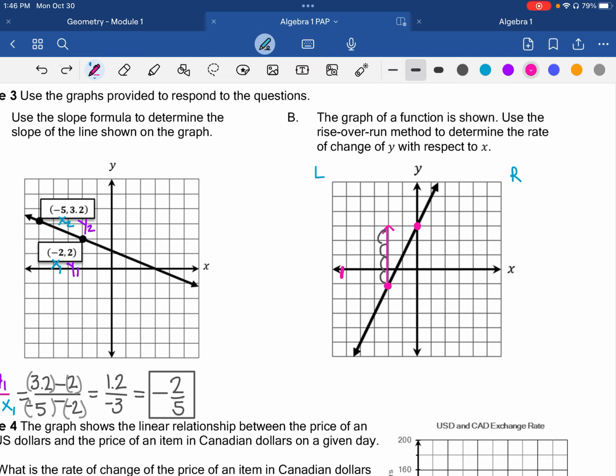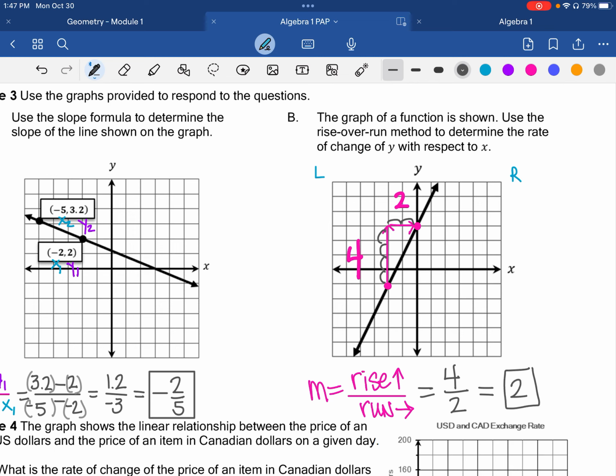There we go. And now we're going to run to the right. And we're just going to count it. 1, 2. And there's our slope. So our slope is going to be our rise, in this case how much we went up, over our run, which is to the right. I got 4 over 2, and since I went up and to the right, these are both positive directions. So everything is positive. 4 divided by 2 is 2.